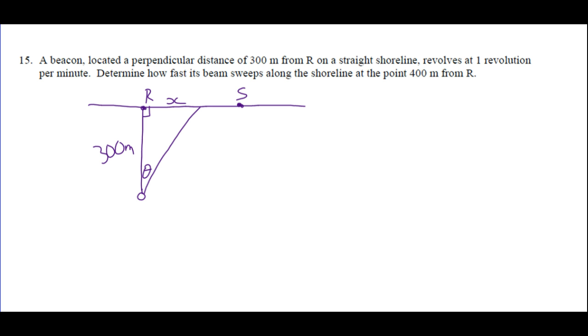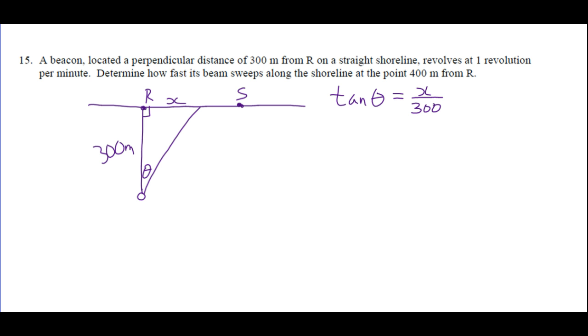So what do we want to find? How fast its beam sweeps along. So we want to know the rate of change of theta, right? Based on X. So we need something that relates theta and X. What could we use? Well, there's theta. X is opposite. 300 is adjacent. It's only tangent, right? So tan theta is X over 300.